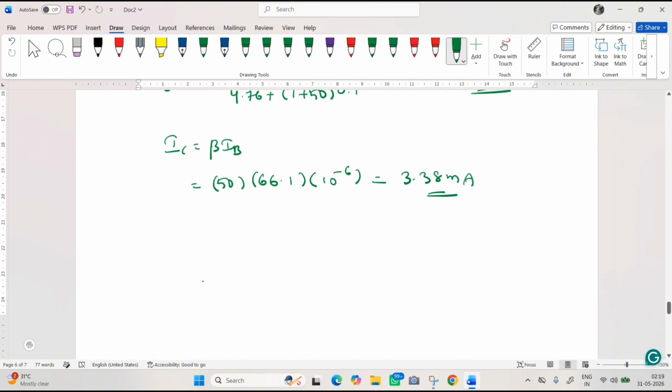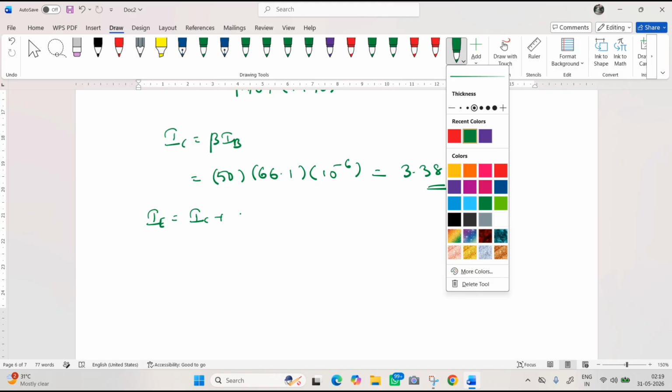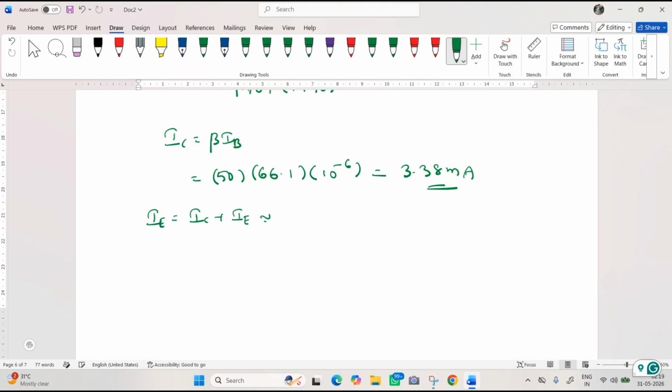And then how to find the emitter current here? Already we know that the expression of IE will be equal to IC plus IB, right? IE is approximated to IC plus IB, which is approximated to IC only. So the emitter current IE is also approximated to 3.38 milliamps. Like this we can get it.